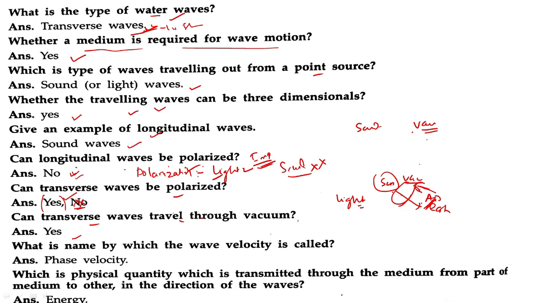I am clarifying once again, that is very important. You have to remember, a transverse wave can travel through vacuum and also through a medium, but a longitudinal wave cannot travel through vacuum. Longitudinal waves must need a medium to travel. What is the name by which the wave velocity is called? Wave velocity is also called phase velocity. What is the physical quantity transmitted through the medium from one part of the medium to another in the direction of the wave? That is, energy is transmitted. Clear?